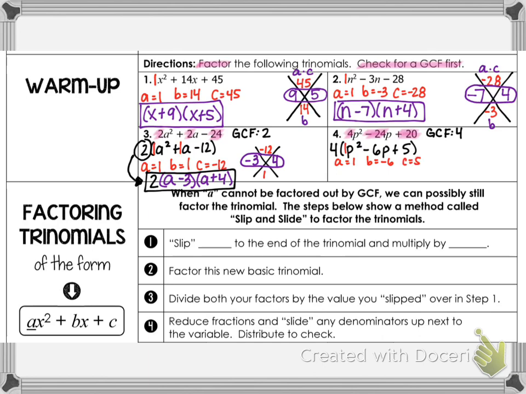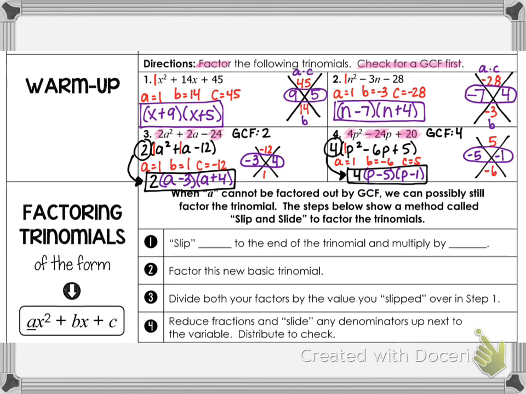We draw the x. A times C, well, we have 1 times 5, which is 5, and our B term is -6. 5 times 1 is 5, but we have to make both of them negative, because a negative times a negative is a positive, and -5 minus 1 is -6. Now we're left with p minus 5, p minus 1. And don't forget, we have to put that GCF at the very beginning, so that's your final answer.